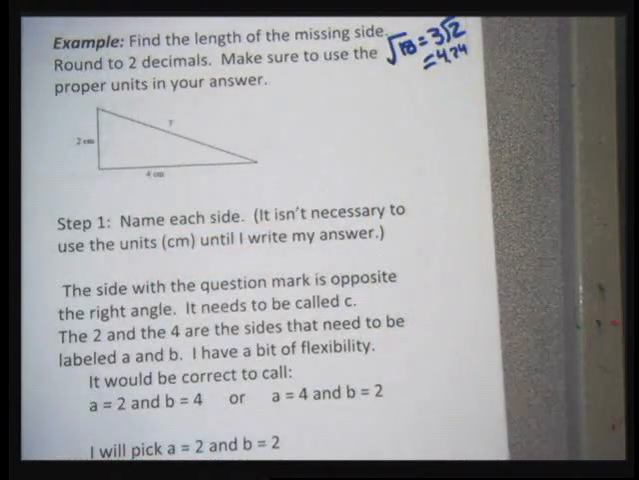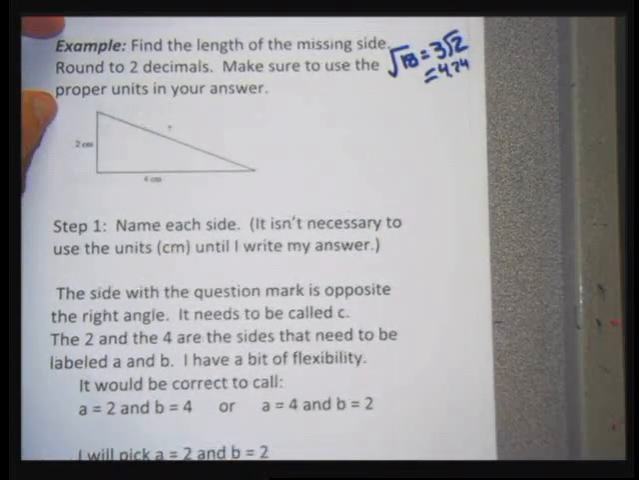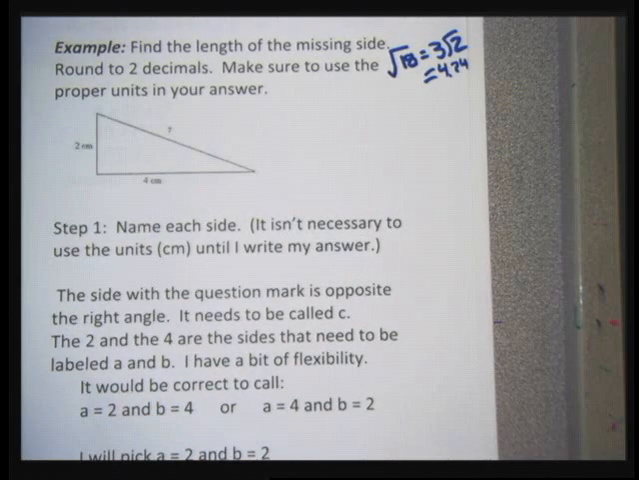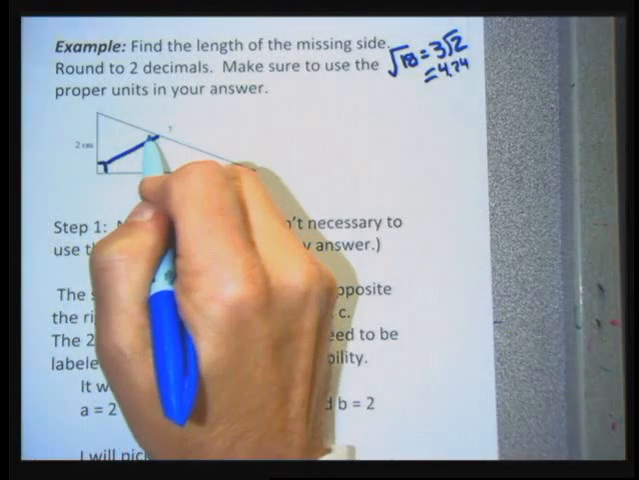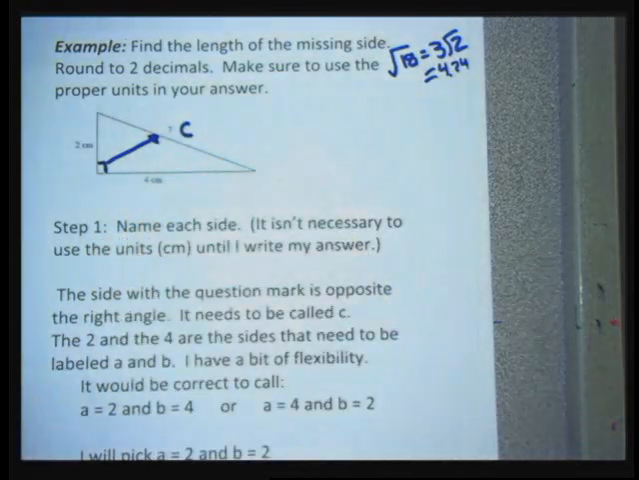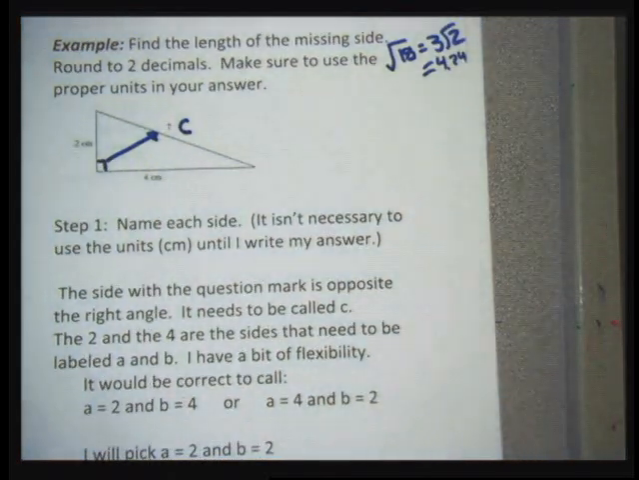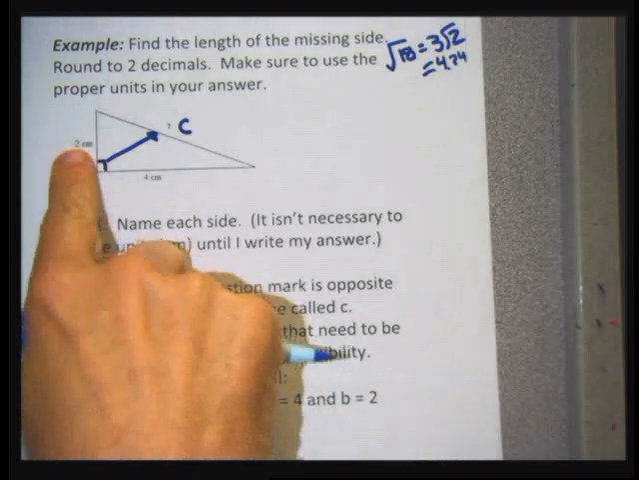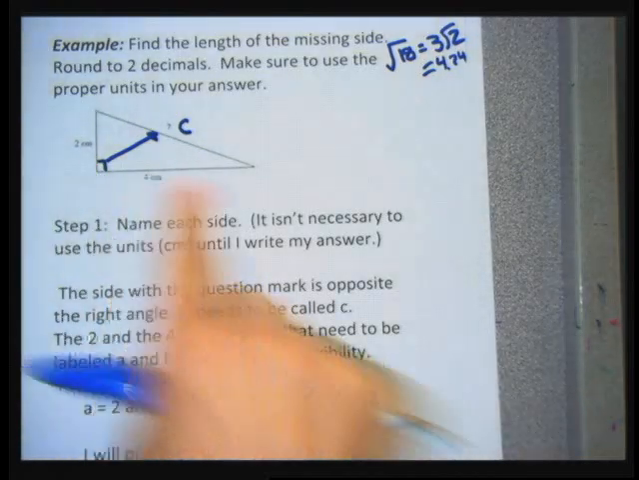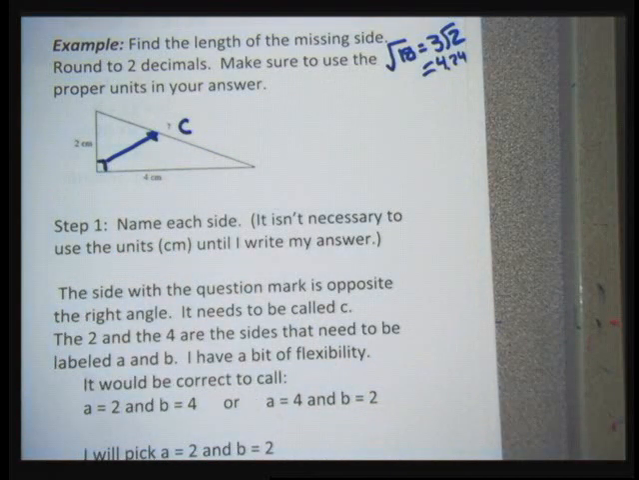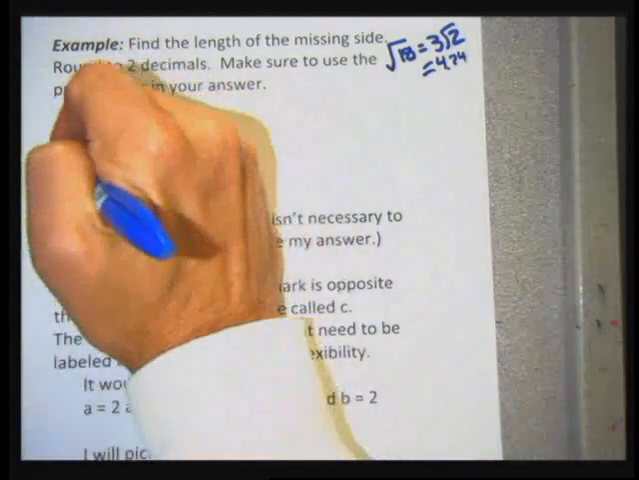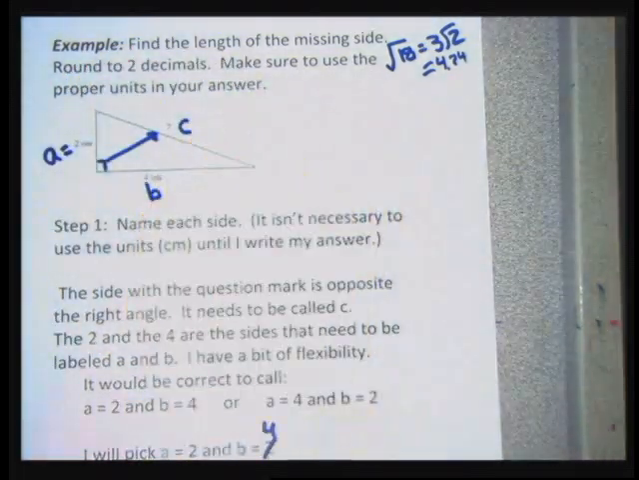So for this particular example, if I want to find the length of the missing side, it's a right triangle. The right angle isn't denoted, but I'm assuming that this angle right here is the right angle, so that the unknown side has to be a C, and it's interchangeable as to what I call A and B. So I could call the A the 2 and the B the 4, or I could call A the 4 and the B the 2. There's a typo here. I'll fix that in a second. So what am I going to pick? Well, I'm going to pick A equal to 2 and B equal to 4.